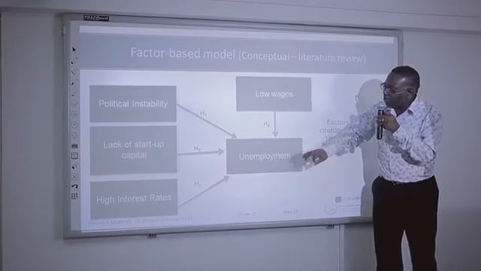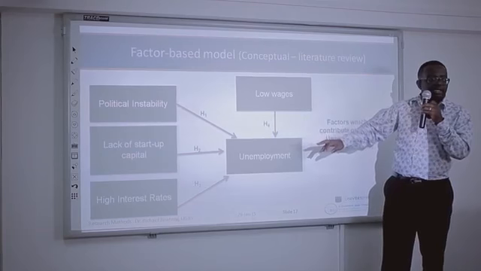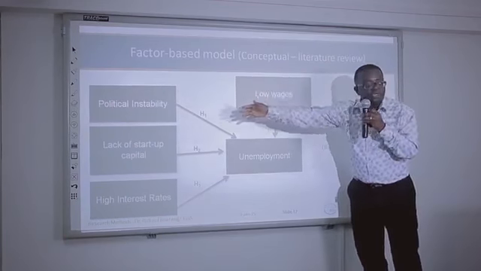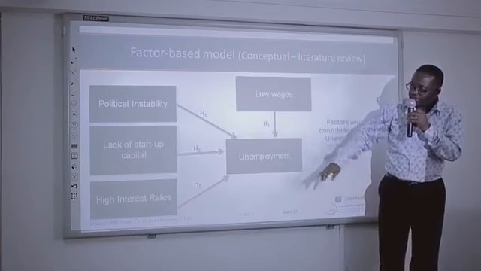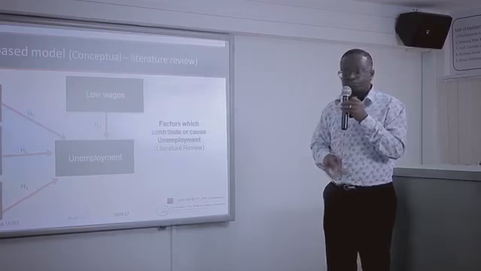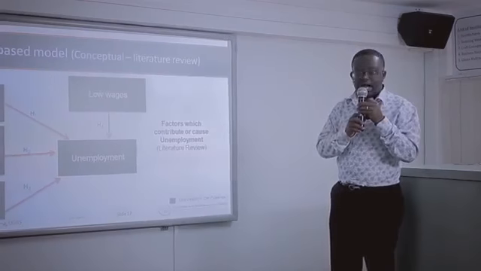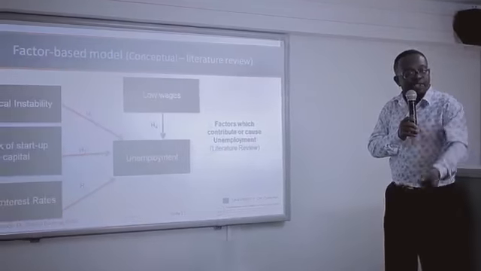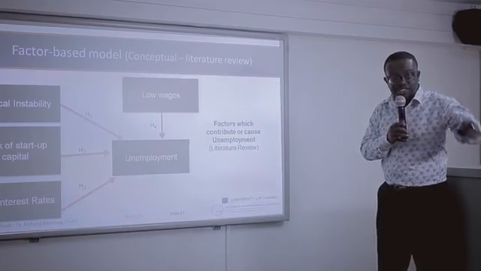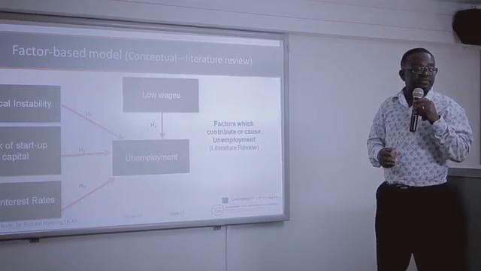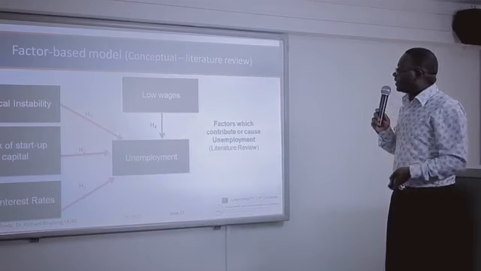So the likelihood of unemployment occurring is a function of low wages, political instability, lack of startup capital, and what? High interest rates. So that's how it's a factor-based model, factors leading to one particular outcome. And it's conceptual. He's developing it out of the literature. He's yet to test and prove it. And after it's been tested and proved empirically several times in several scenarios, you can then come up with maybe a theory of unemployment. But that's a little bit far-fetched.